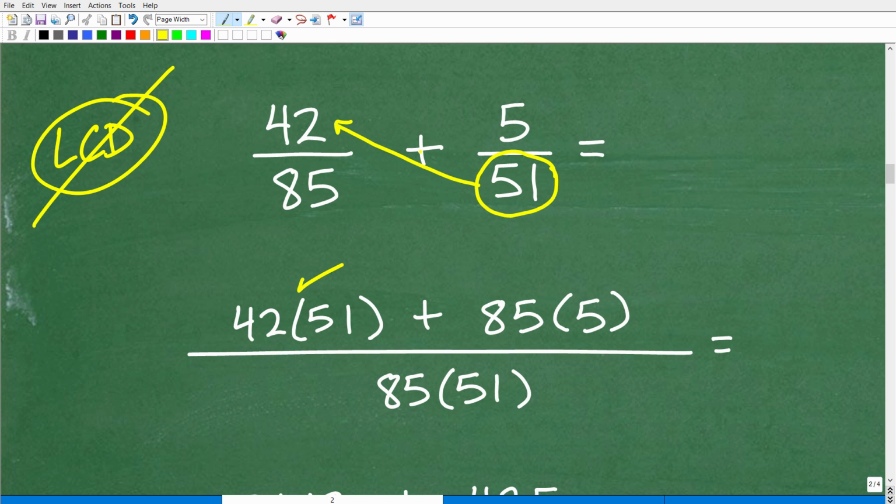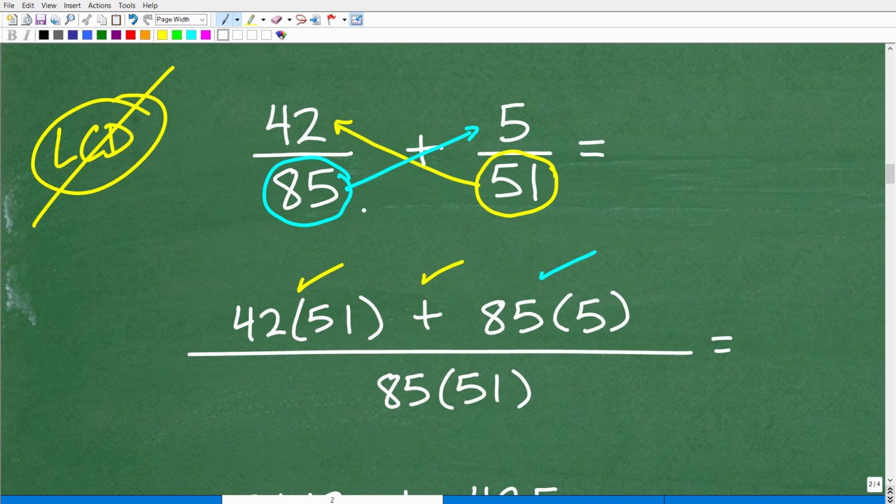Now we're adding these fractions, so I'm going to put an addition sign, and then you're going to go 85, this denominator, and you're going to multiply across this way. And remember, you have to do it in this precise order. Okay, here, this first and then this second. So 85 times 5, and we're going to have that right there. This forms our numerator, okay, when we simplify this.